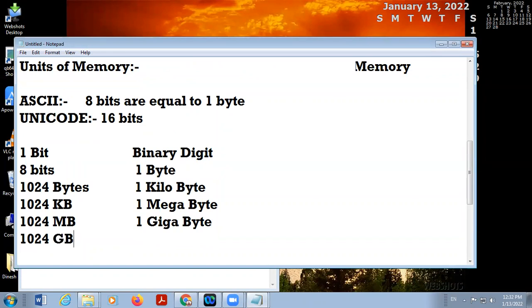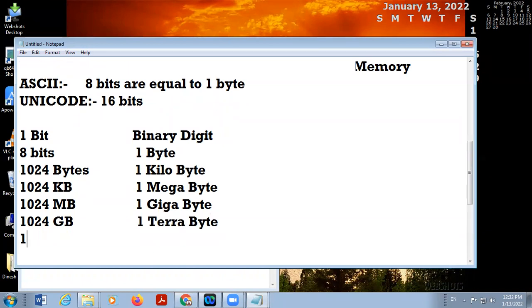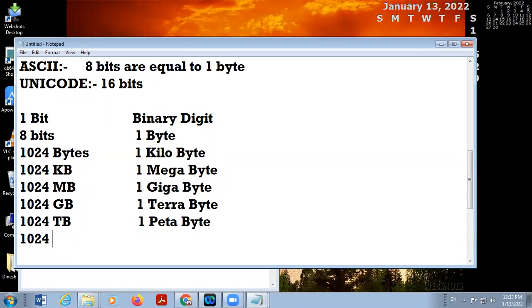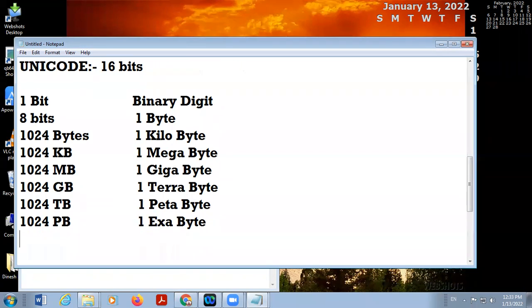And 1024 GB, gigabytes, is equal to 1 terabyte, and 1024 TB is equal to 1 petabyte, and 1024 PB is equal to 1 exabyte. This is just the introduction, otherwise there are some more units that have been introduced.